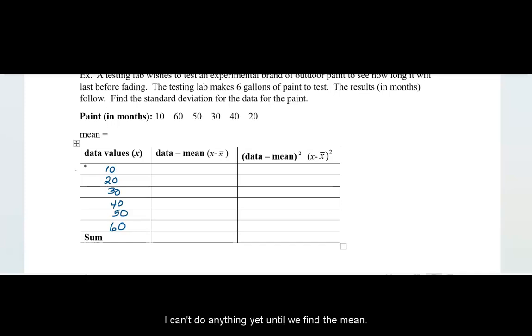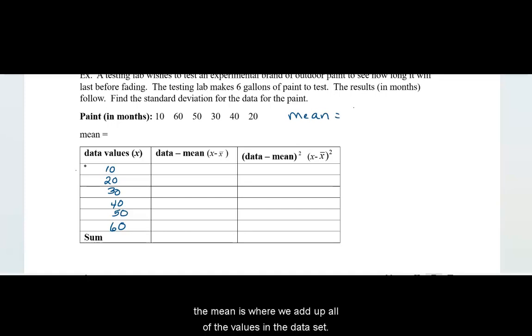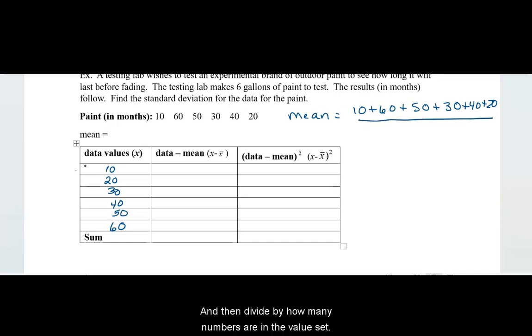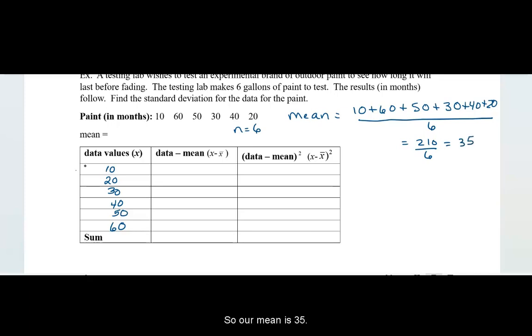But now we have to find the mean. I can't do anything yet until we find the mean. Well, remember, the mean is where we add up all of the values in the data set. Ooh, I almost ran out of room. Just made it. And then divide by how many numbers are in the value set. 1, 2, 3, 4, 5, 6. So n is 6. We have 6 numbers in our data set. That means I divide that total by 6. That's going to give me 210 divided by 6, which is 35. So our mean is 35.